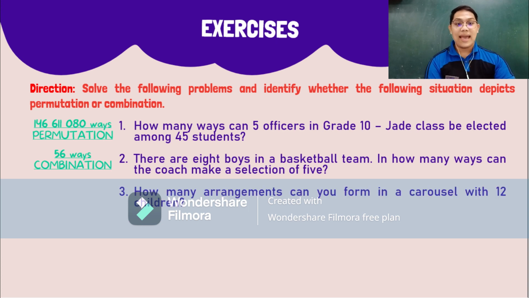Number 3. How many arrangements can you form in a carousel with 12 children? The answer is 39,916,800 ways, and it is a permutation.